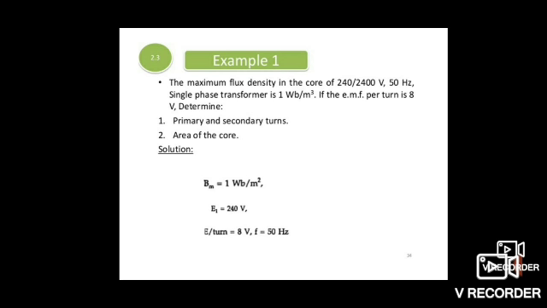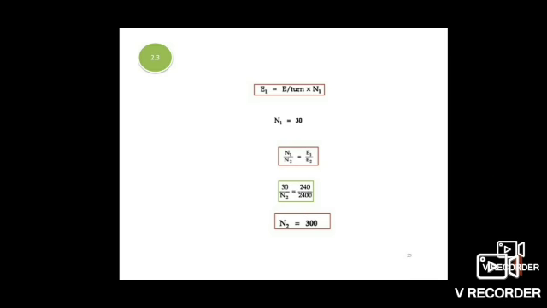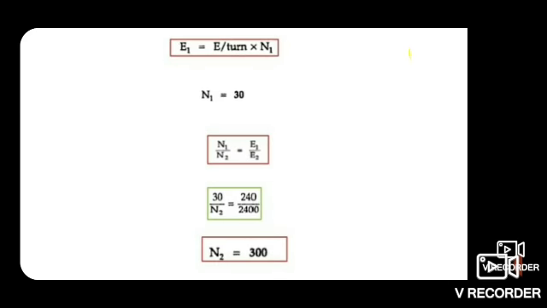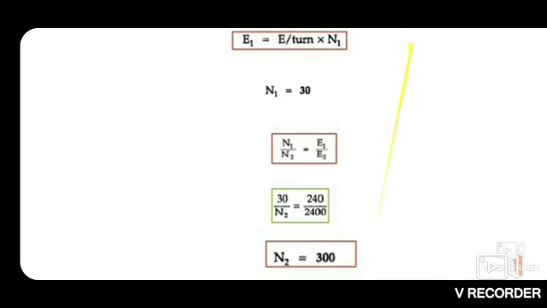First write the given data. Bm is given as 1 Weber per meter squared, E1 is 240 volt, E2 is 2400 volt, F is equal to 50 Hz, and EMF per turn, ET, is equal to 8 volt. Now the formula is E1 equal to ET into N1, from which we can find the value of N1. Then from N1 by N2 equal to E1 by E2, we can find the value of N2. N1 is 30, N2 we have to find, E1 is 240, E2 is 2400 volt, from which N2 is equal to 300 turns. So N1 equal to 30 turns, N2 equal to 300 turns.